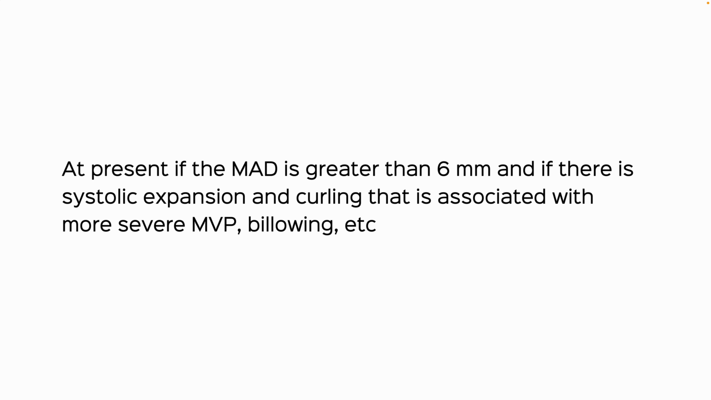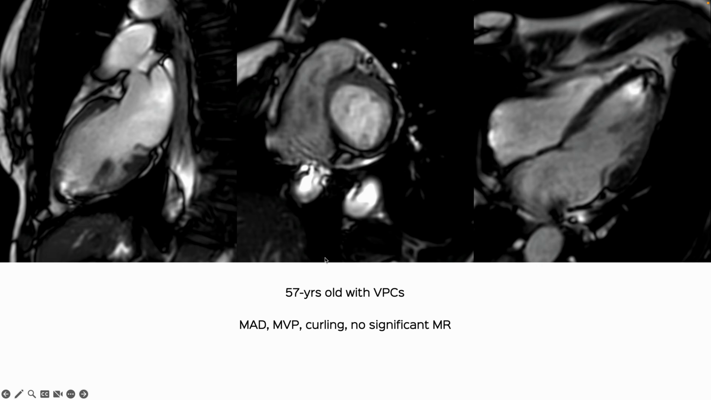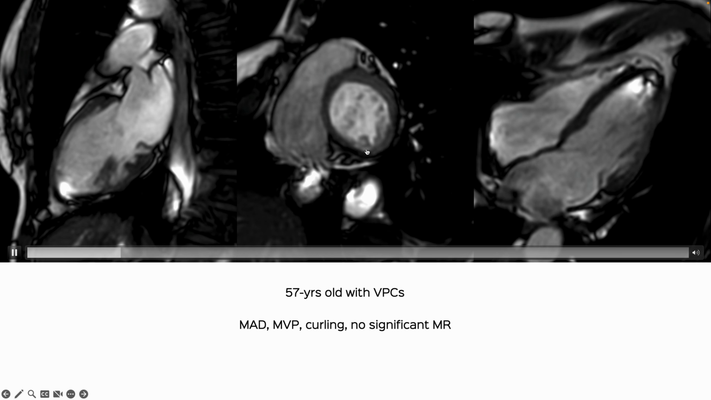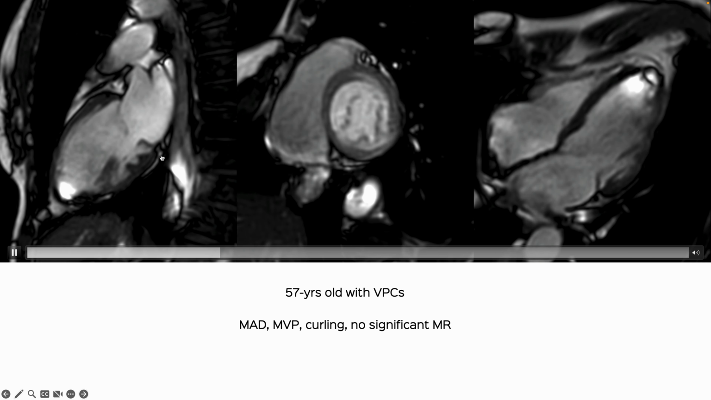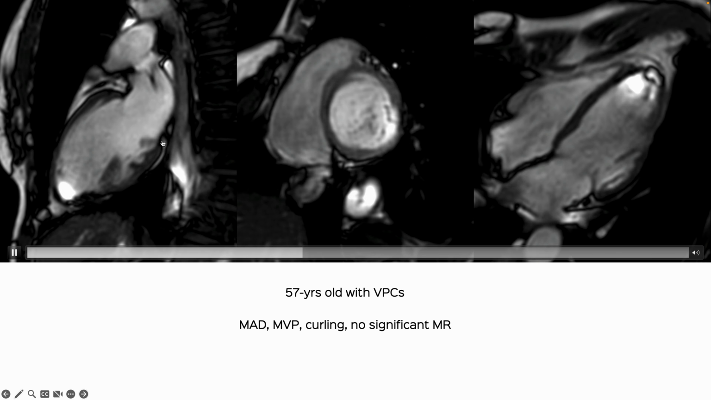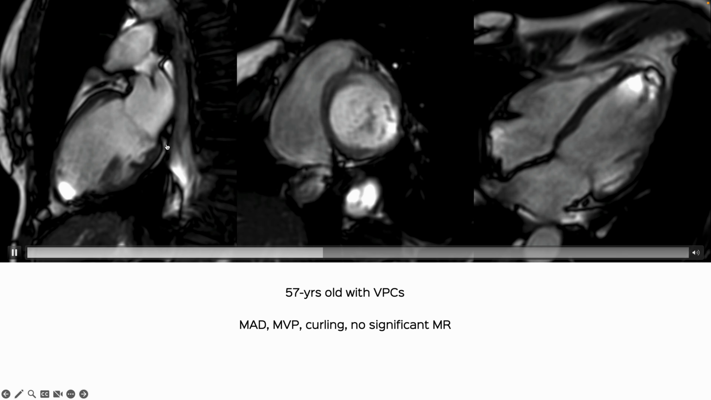So at present, if the MAD is greater than 6 millimeters and if there is systolic expansion and curling, then that is considered to be perhaps anatomically significant MAD. And you can see this patient here where there is mitral annular disjunction, and you can see here that there's a sudden upward jerk of the posterior annulus compared to the myocardium here, which is what curling means.